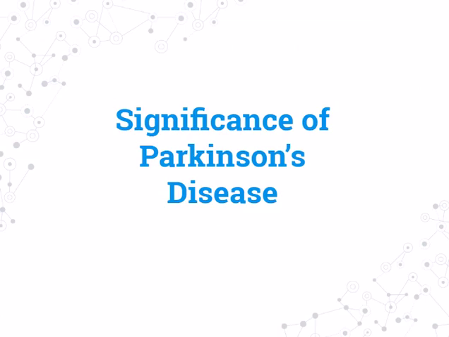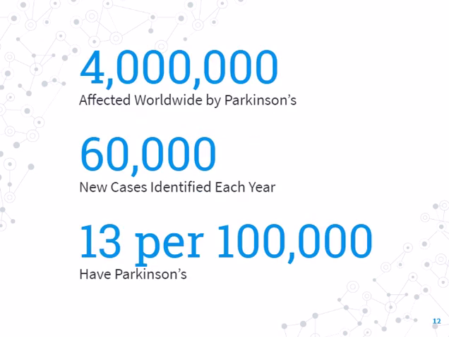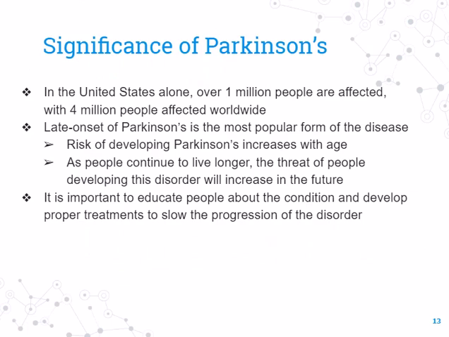So getting into the significance of Parkinson's disease, over 4 million people are affected worldwide, and there are also 60,000 new cases identified each year, so around 13 per 100,000 people have the disease. In the United States alone, over 1 million people are affected, and late onset Parkinson's is the most popular form of the disease. The risk of developing Parkinson's increases with age. It's the number one risk factor, and because people continue to live longer, the threat of people developing the disorder increases in the future, which is why it's imperative to educate people about the condition and develop proper treatments to slow the progression of the disorder.